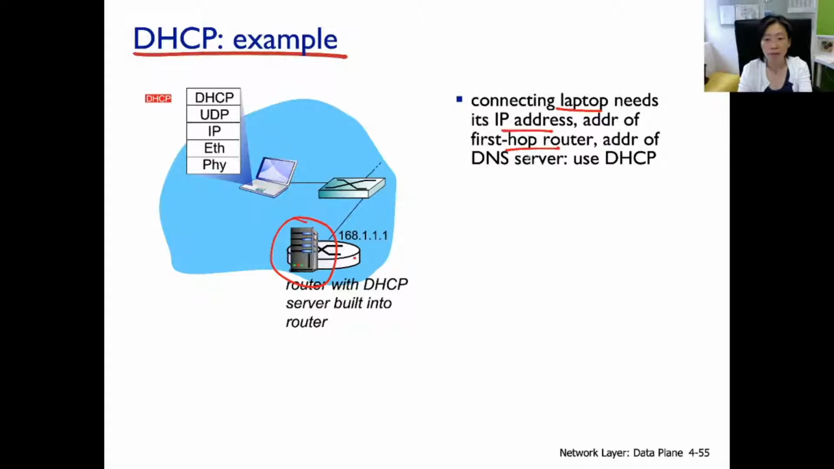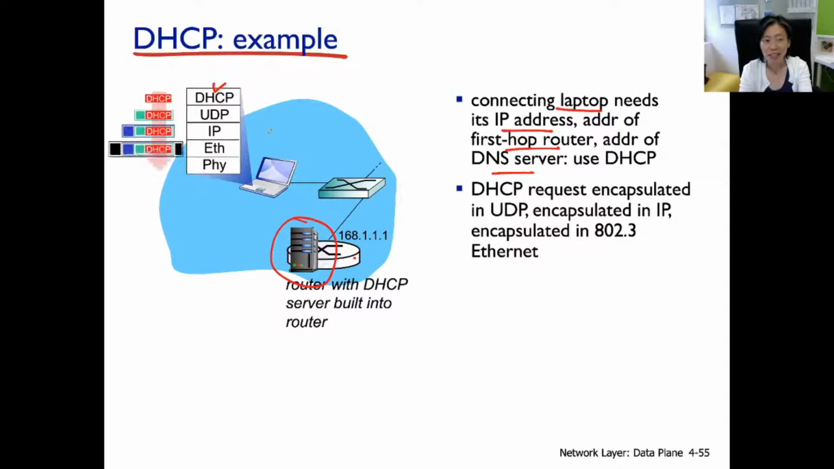In addition to that, first hop router, DHCP server, and DNS. So DHCP is actually right here, an application layer protocol. And that DHCP discover or DHCP request message is going to be what? Passed to the UDP and adding the UDP header, push down to the network layer and adding the IP header, and push down to the Ethernet and adding the Ethernet header and trailer. So the DHCP request gets encapsulated into a UDP packet, further into an IP packet, further into an Ethernet frame.